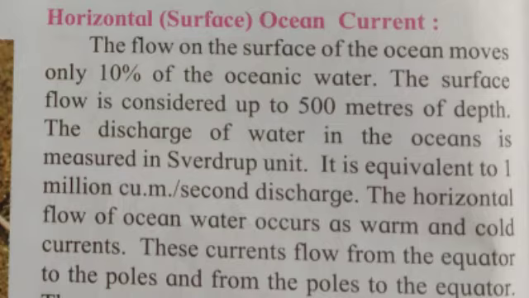The horizontal flow of the ocean water occurs as warm and cold currents. These currents flow from the equator to the poles and from the poles to the equator. These currents are pushed to long distances by the planetary winds. As a result, the ocean waters flow from the equator to both the poles and vice versa.